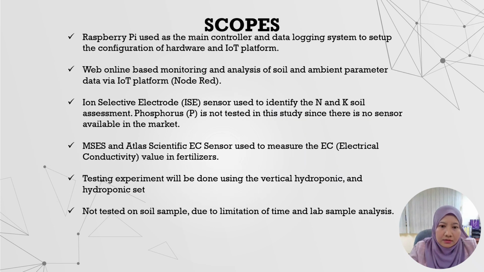So this is the scope. We use the Raspberry Pi as the main controller, and then we use Node Red for web online based monitoring and analysis of soil and ambient parameter data using the IoT platform. And then we use the ISE sensor to identify the nitrogen and potassium soil assessment. We are also testing, and the experiment will be done using the vertical hydroponic and hydroponic set.